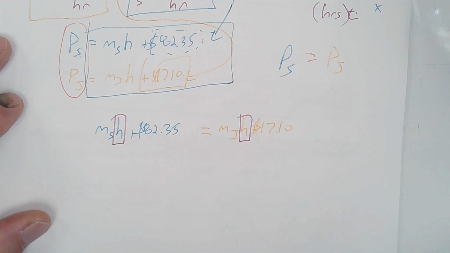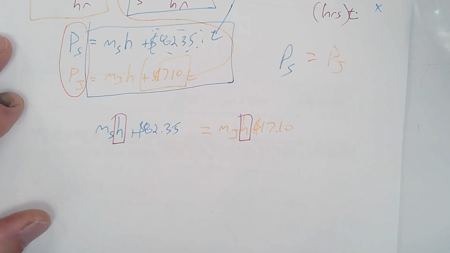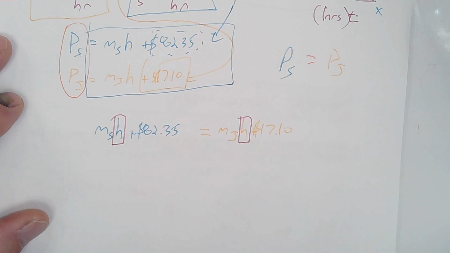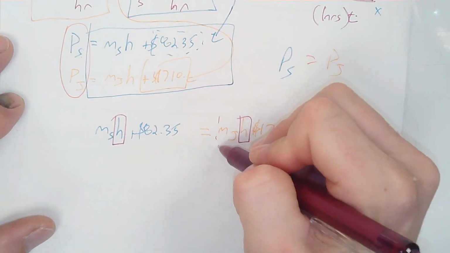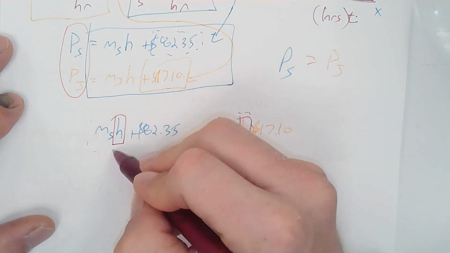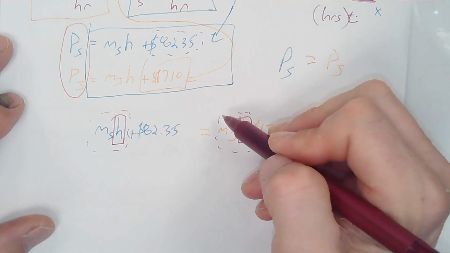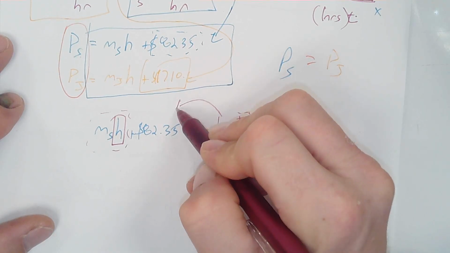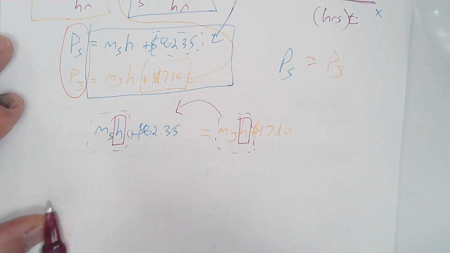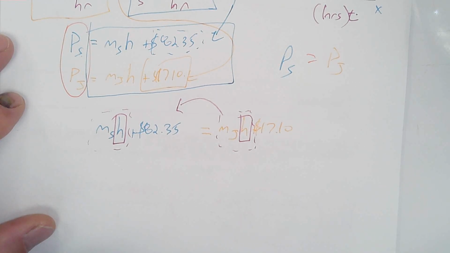Okay, so the first thing I need to do, step one, is get my terms with the variables on one side and everything else on the other. So I'm going to move my variables left, constants right. When in doubt, do that. I'm going to move this over here. So what happens to the sign of this when I move it to the other side? It becomes negative. It's positive here, it's going to turn negative.